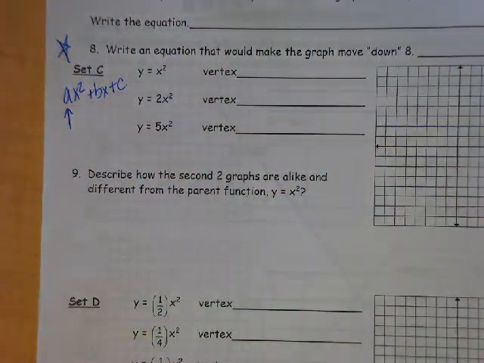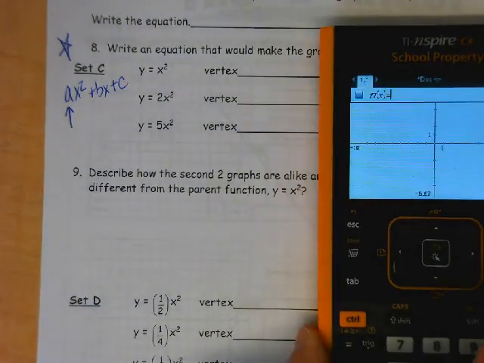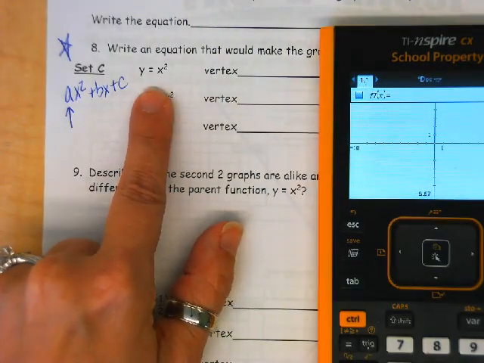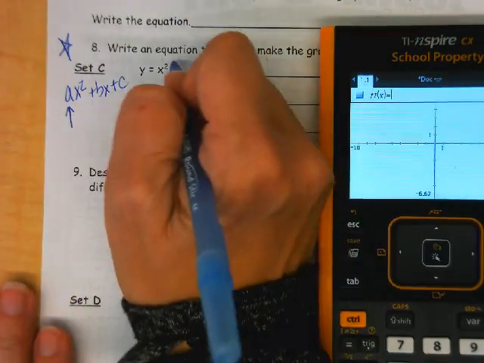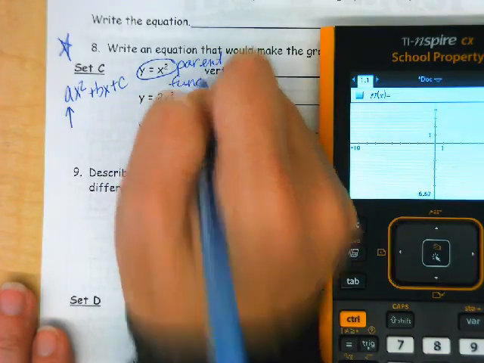Now, what I want you to do is I do want you to graph these. So we're going to do a little bit of graphing together. So if you would go to your calculator. Okay, and do we remember what this y equals x squared is called? It has a special name because it's a special equation. Do you remember what it's called? Very good. This is the parent function, and you will see that again.